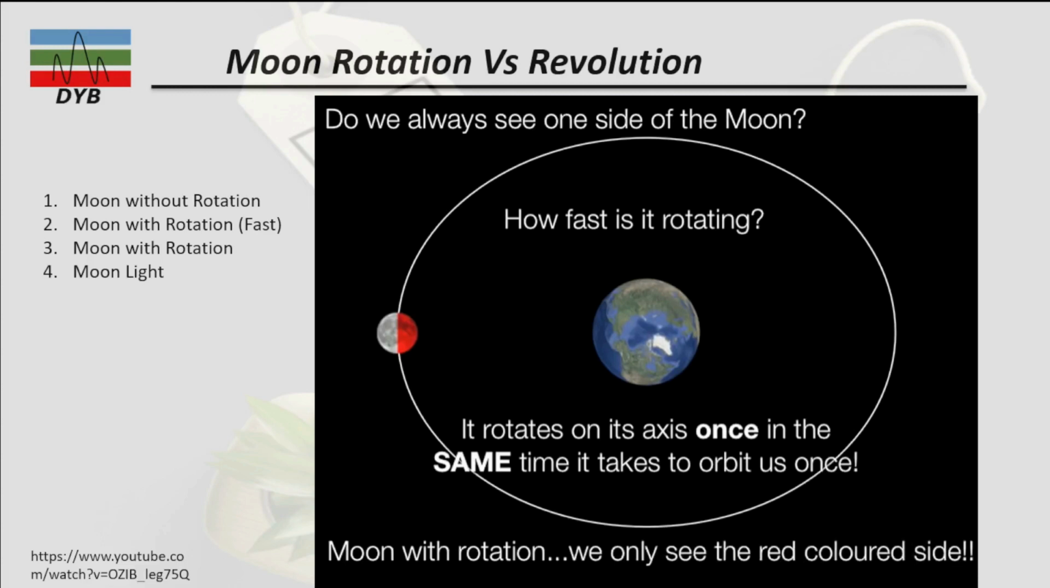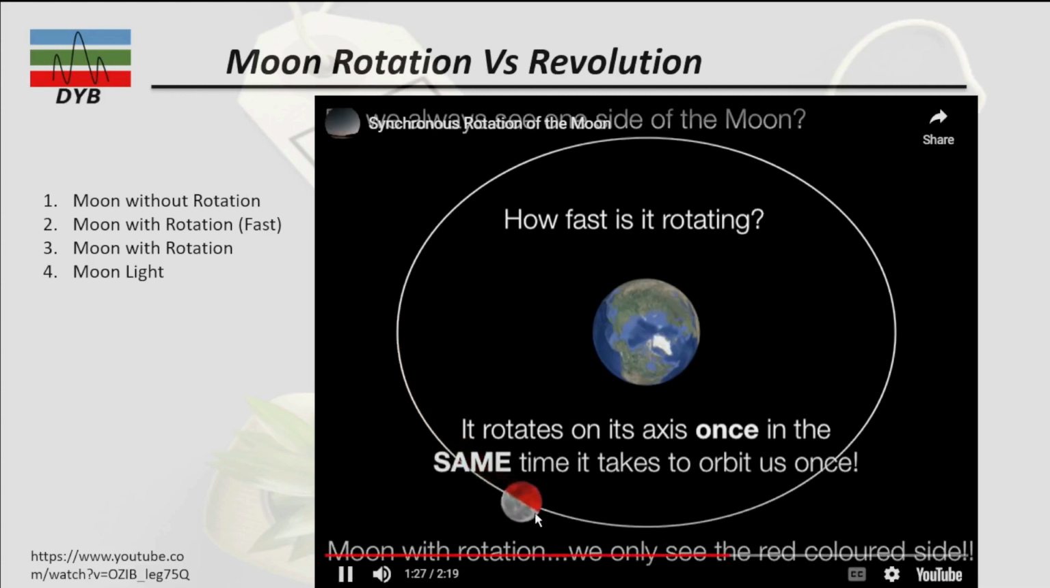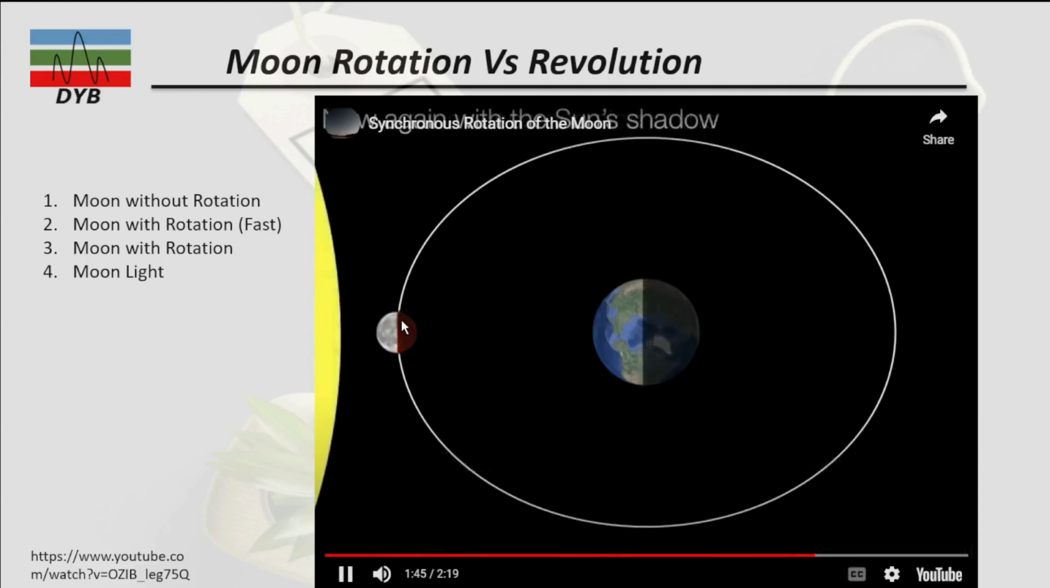Again we are repeating this step. You can see it's actually rotating and revolving. The rotating and revolving time is the same. How much time does it take from here to reach here? The same time it takes to rotate around its axis. That's why we only see the red part, which is the near side of the moon.